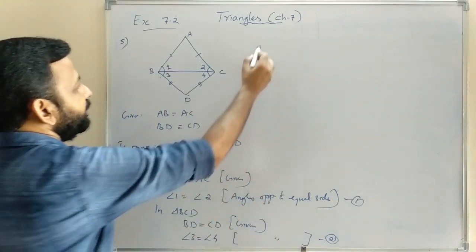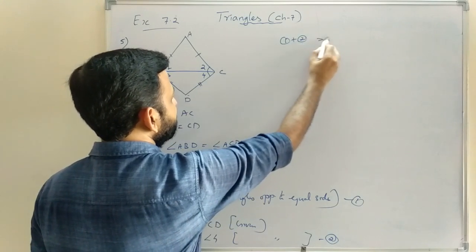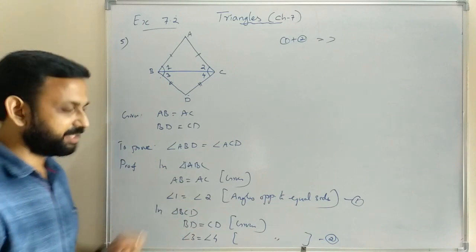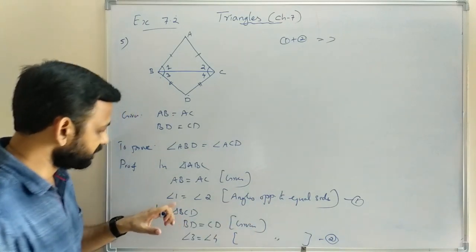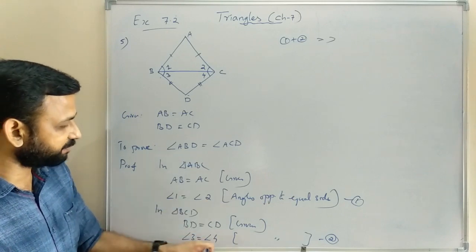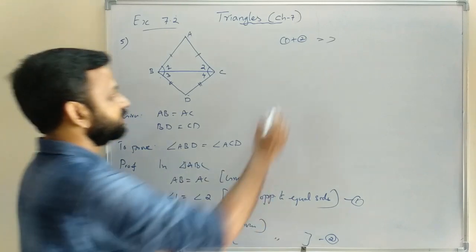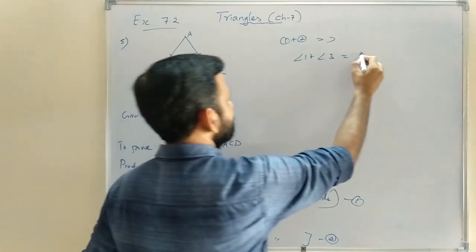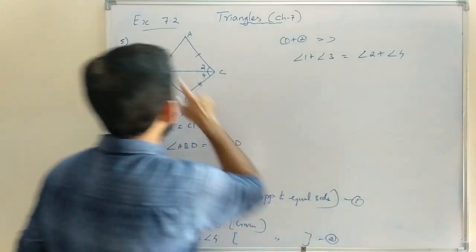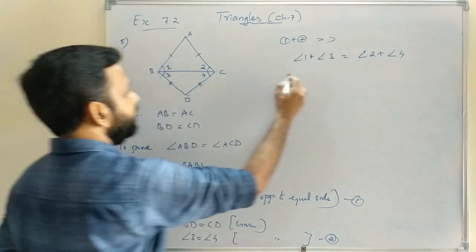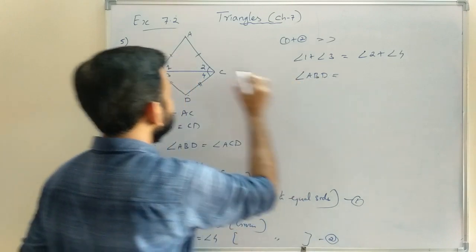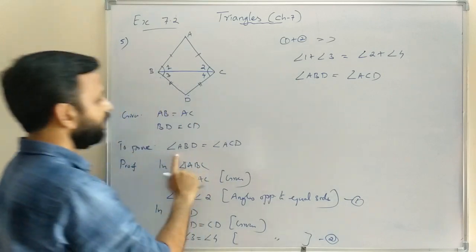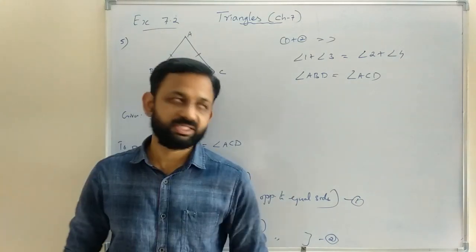Then adding 1 and 2. Equation 1 plus equation 2 implies. So here we have two equations. When we find the sum of those two equations, LHS plus LHS equals RHS plus RHS. That is angle 1 plus angle 3 equals angle 2 plus angle 4. Angle 1 plus angle 3, that is angle ABD, equals 2 plus 4, that is angle ACD. So we got the result, angle ABD equals angle ACD.